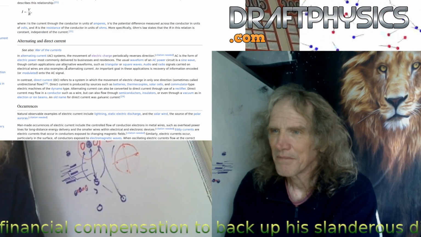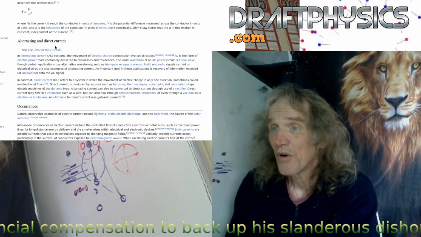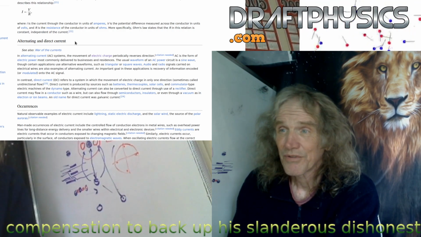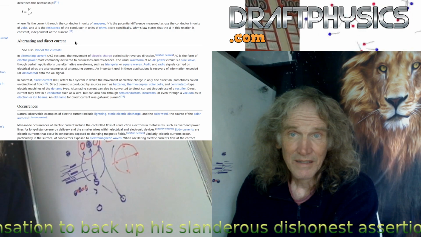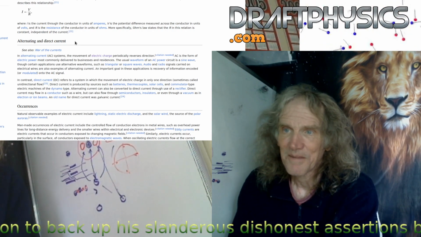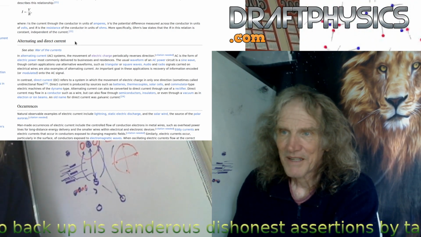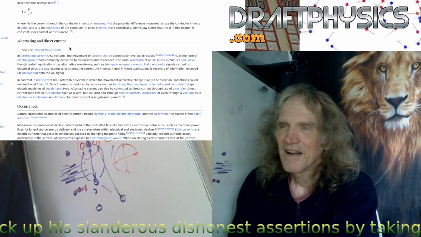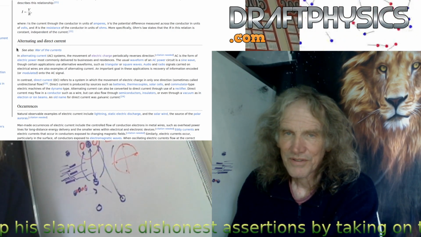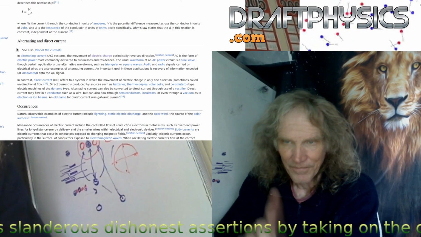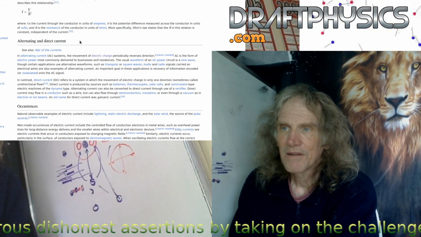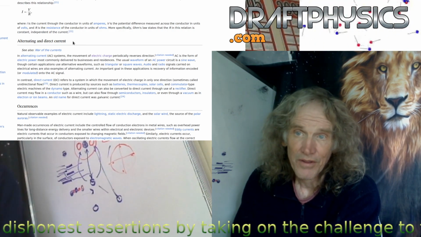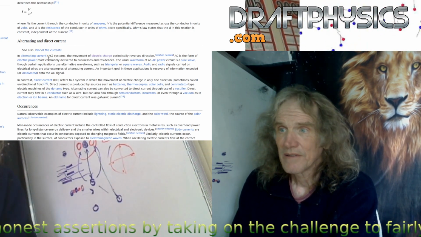Yeah, that's probably good enough. So we'll do alternating and direct current. All this really means is constant current versus current that isn't constant, that stops and starts. And that stopping and starting induces, creates effects that can transmit the pattern to other conductors.